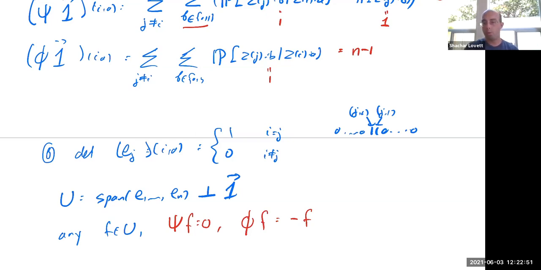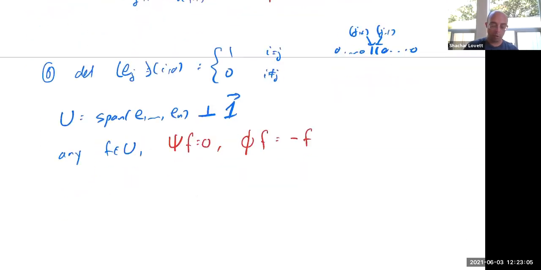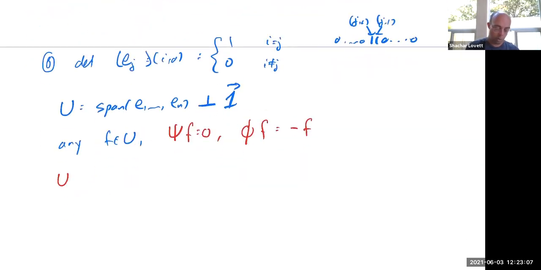Okay. So again, the calculation is completely detailed in the notes, but you basically follow the same idea that you sum over ZJ to BB, B0 or 1, you sum to something nice. So it's going to sum to 1. I just need to work out the details. So what do you get here? You get that U is an eigenspace of psi and phi, and psi has eigenvalue 0, and this one has eigenvalue -1.